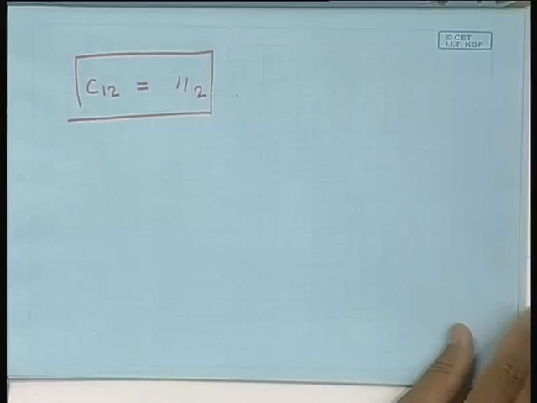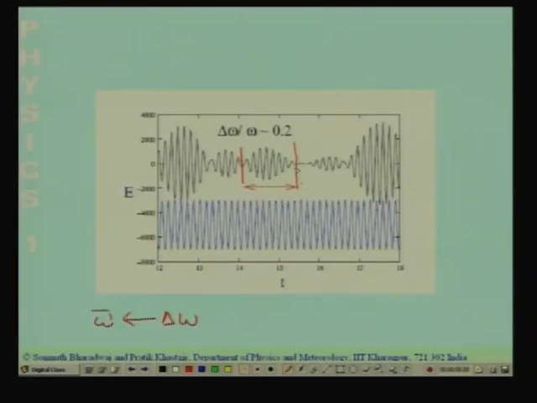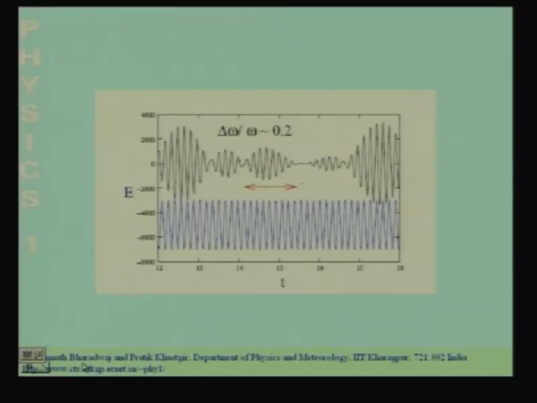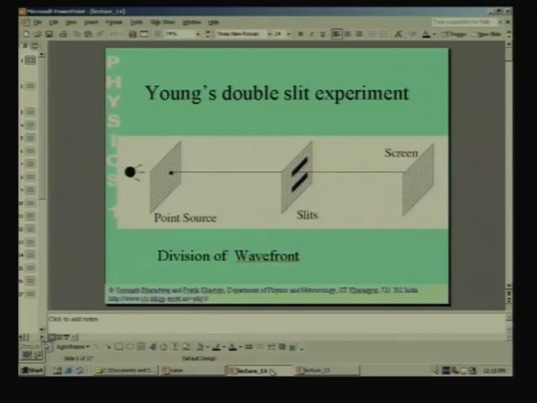So, now let us ask the question, what is going to be the observable consequence of the fact that the coherence has fallen? So, let me now go back to the basic formula that we have for interference.